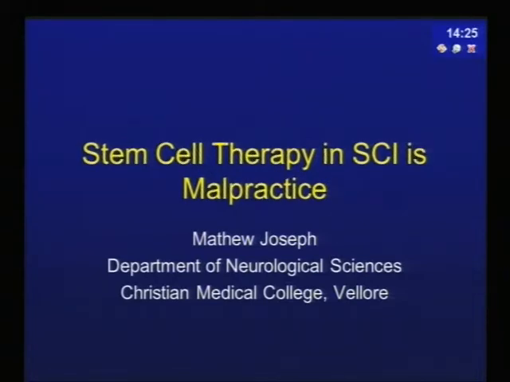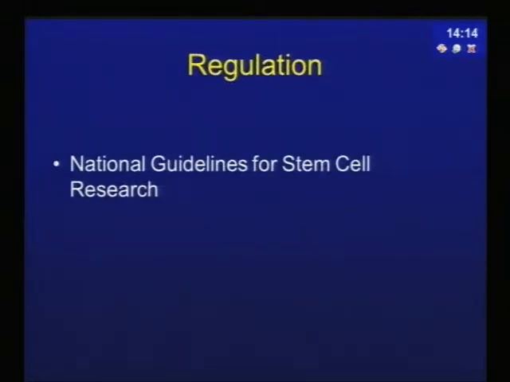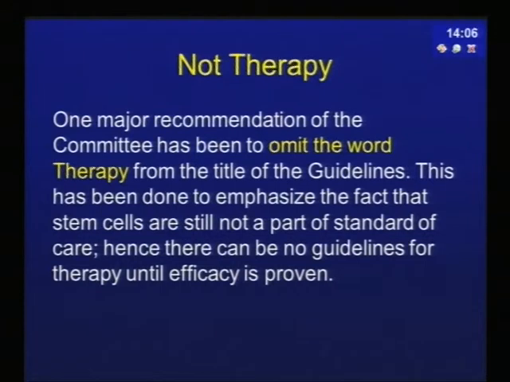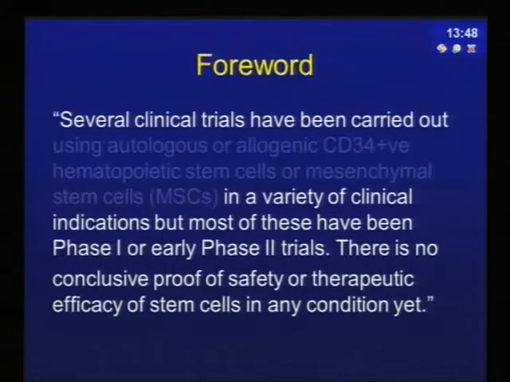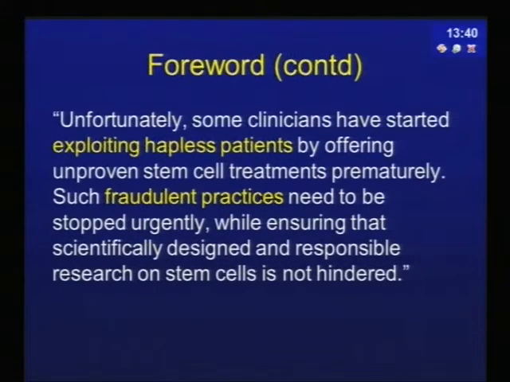Anyway, for what it's worth, I'll just go through what I prepared. But it really doesn't become a debate now because he endorsed what I'm going to say. I'm endorsing what he already said. So anyway, we have national guidelines, all right? And the national guidelines are for stem cell research. If you look at the foreword of what they say, they deliberately omitted the word therapy because most of the work done is still research. It's not therapy. So the national guidelines for stem cell research, the title was left like that because it is not still part of standard of care. Several clinical trials have been done, most are phase one, phase two, as Dr. Chhabra has already said. And the foreword continues to say, unfortunately, hapless patients are being exploited and fraudulent practices need to be stopped.